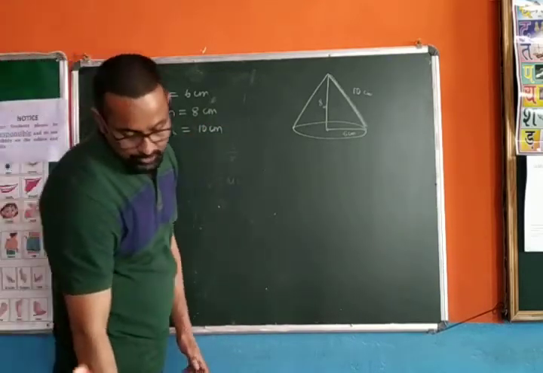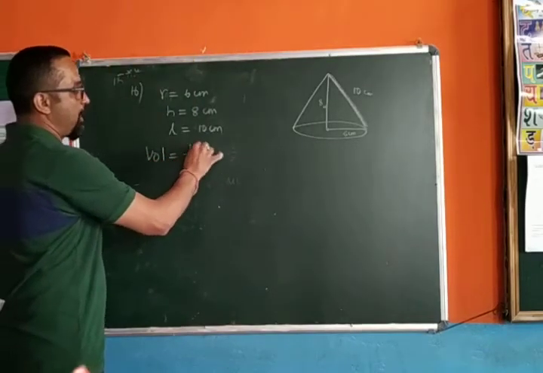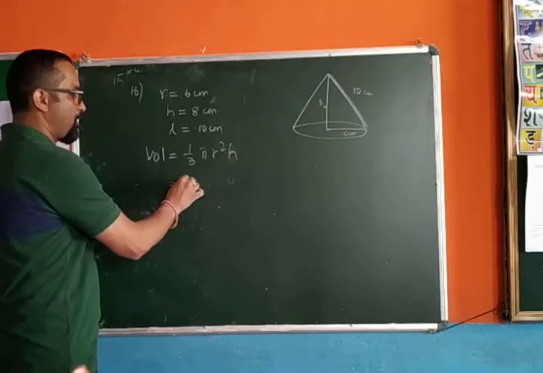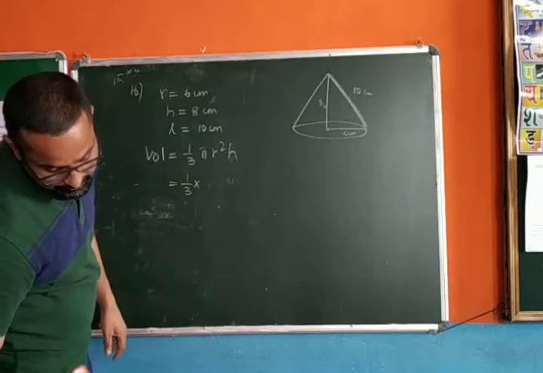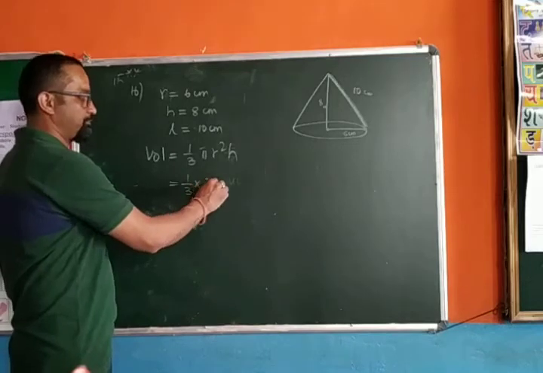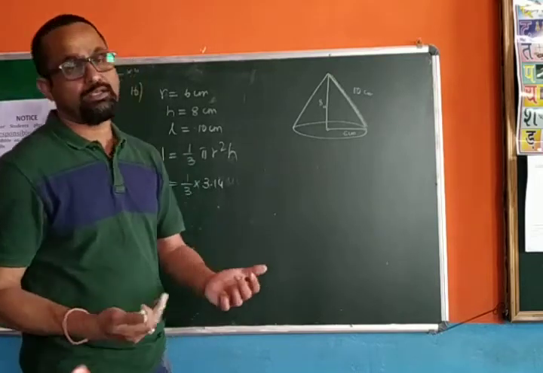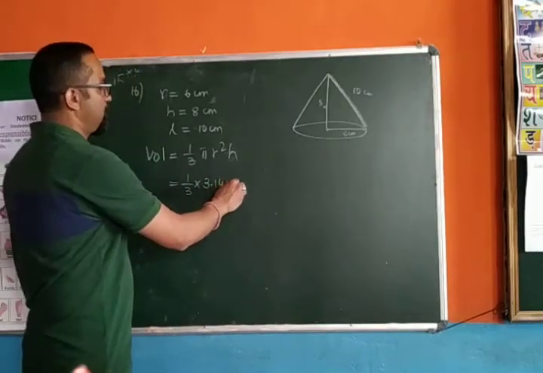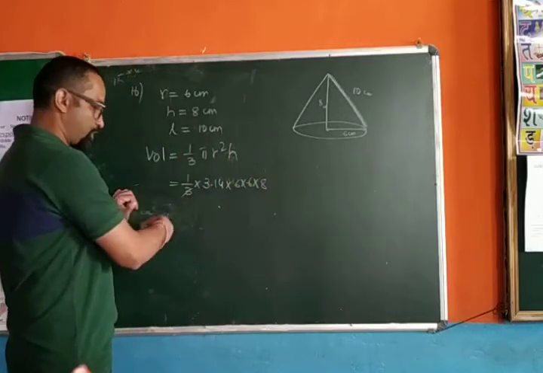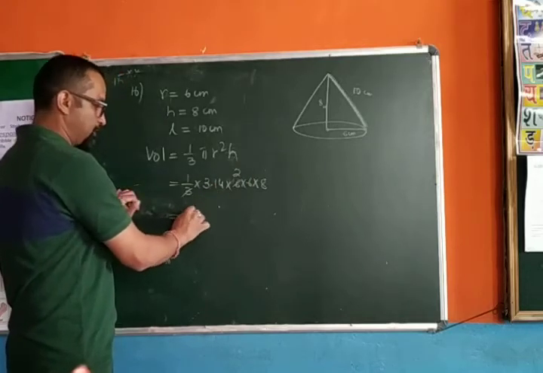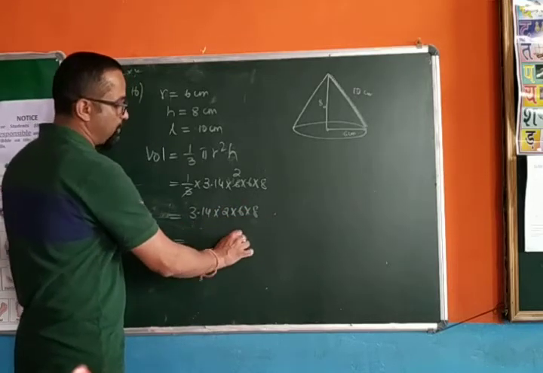Question says calculate volume. 1 upon 3 pi r squared into height. Question has pi 3.14. You have to use it as the values are given. If it is not, you can use 22 by 7. Radius is 6 into 6, height is 8. 3.14 into 2 into 6 into 8. Multiply, you get the value of volume.